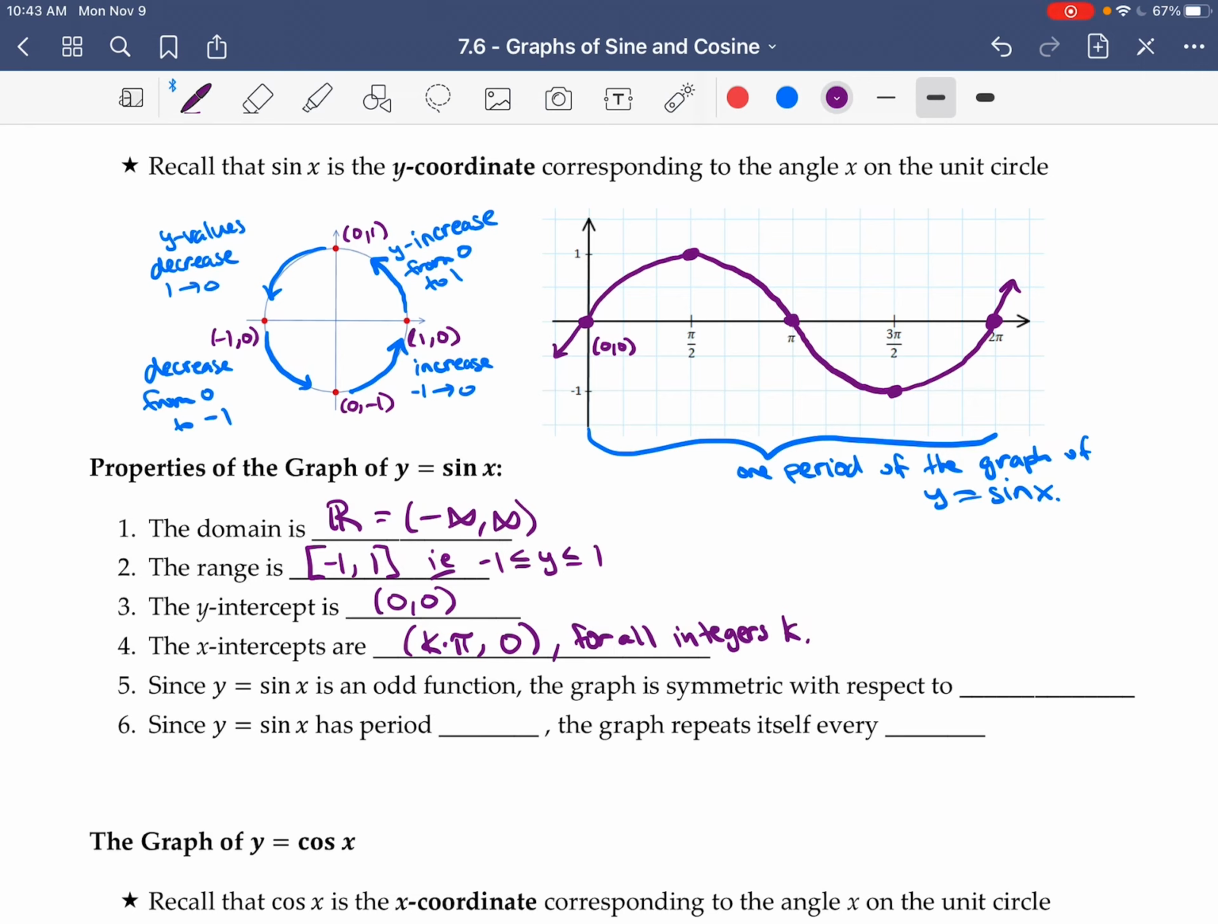Now, since y equals sine x is an odd function, so we saw that in the last video, the graph is symmetric with respect to the origin. So it's hard to see because we only did one side, but the other side looks similar, but rotated around the origin there. And sine has period of 2 pi, so the graph repeats itself every 2 pi. So on every 2 pi interval you would get a repeat. Okay, so that's the graph of sine x.